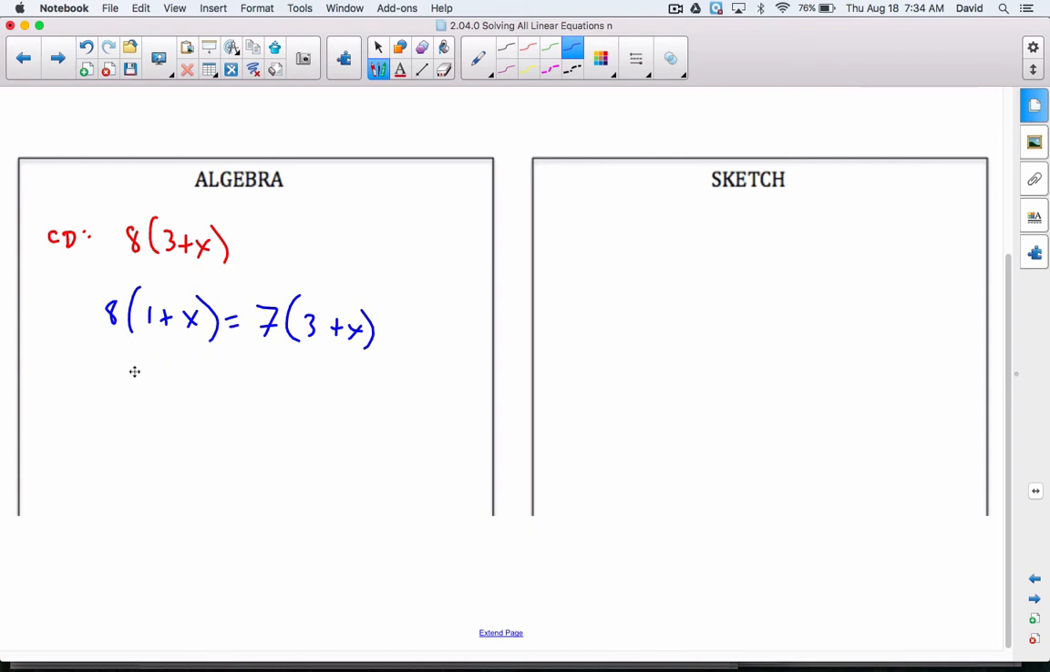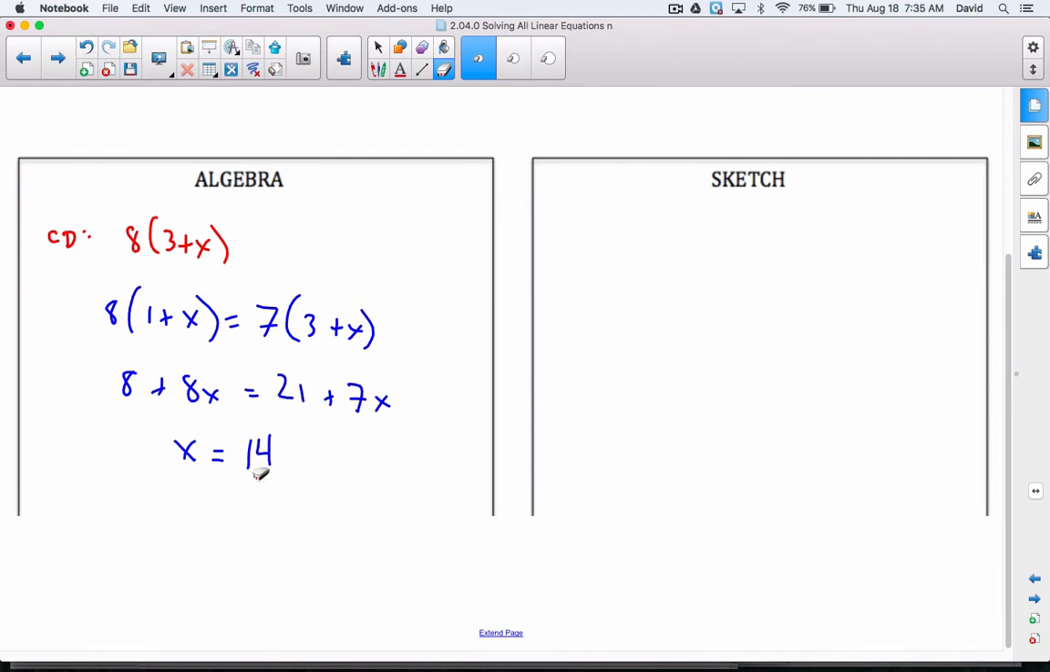Solving for x now, I get 8 plus 8x is equal to 21 plus 7x. So I'm going to bring the 7x over, so it's x. Bring the 8 over, subtracting 8, and I end up with 14. No, not 14. 13. I get 13. So x is 13.